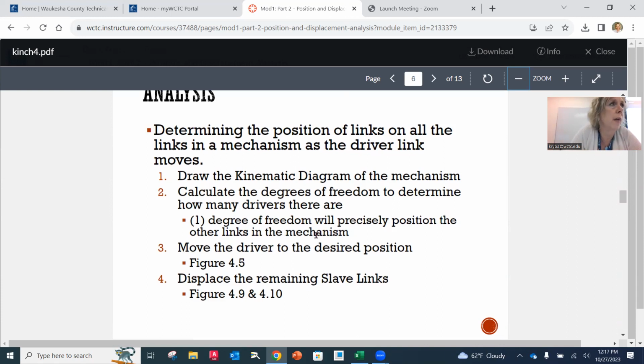And then you're going to move that driver into a position from wherever you initially drew your diagram. Then you're going to measure the displacement of the rest of what we call the slave links, the ones that go along when that driver moves. So let's look at figure 4.5, and then 4.9 and 4.10.